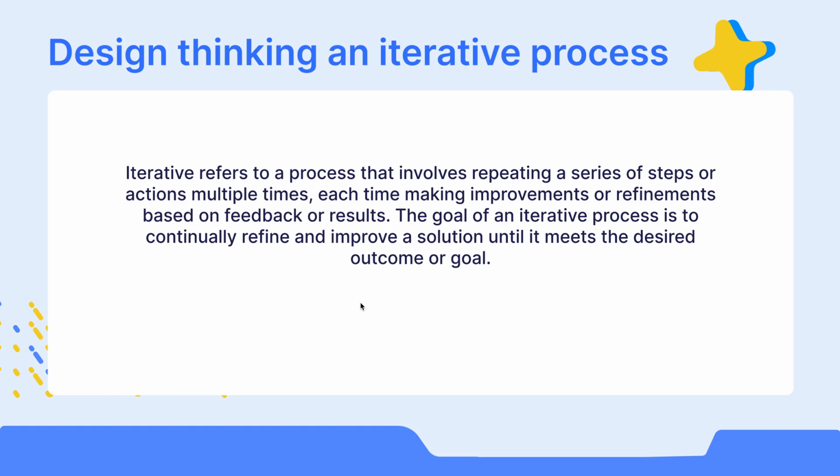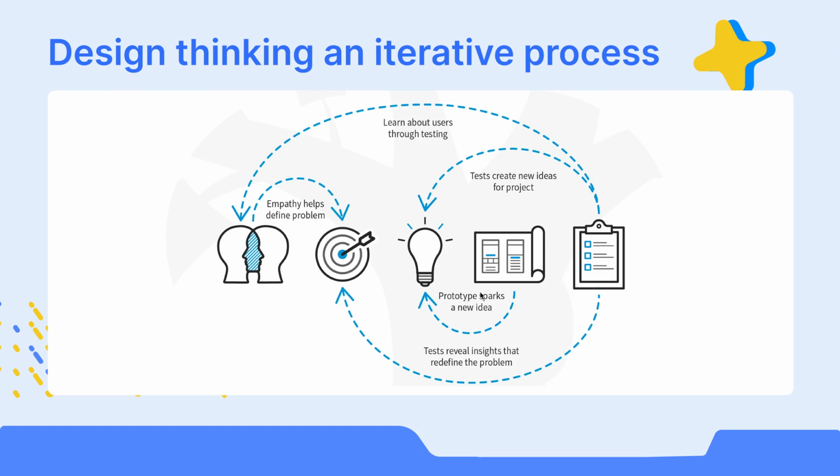Now, we see it from here. Iterative means that, for example, I come from here to here. I come from the empathy phase to what? What stage is this? Anyone? What stage is this? Quickly, quickly.